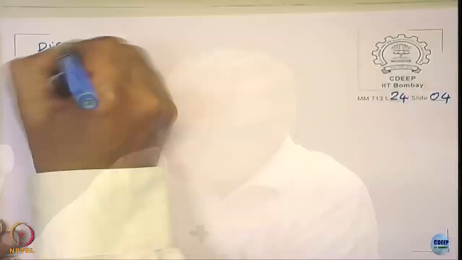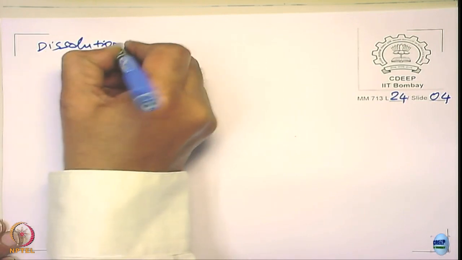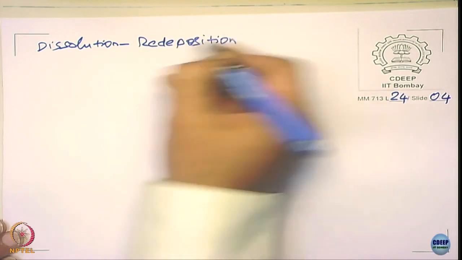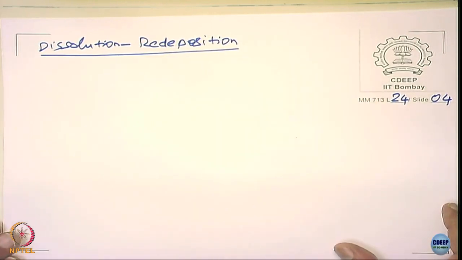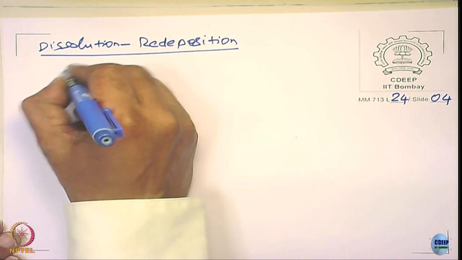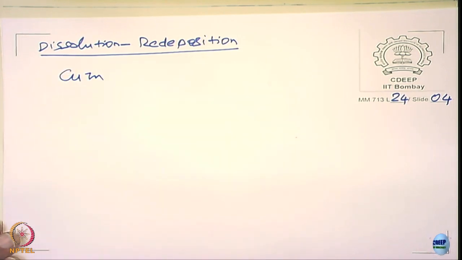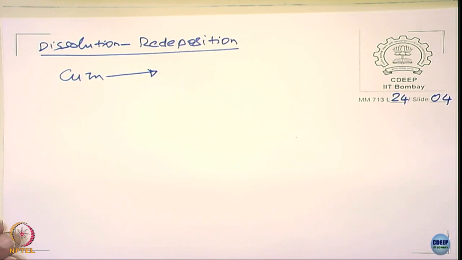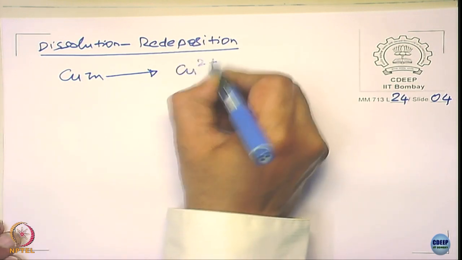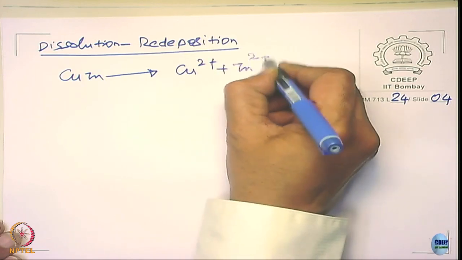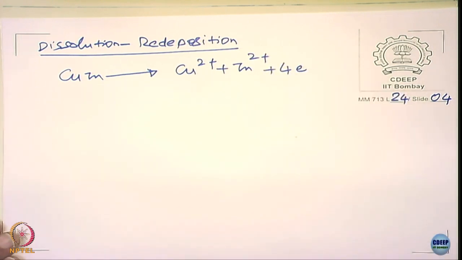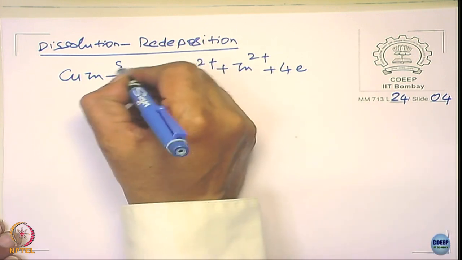Let's look at the first mechanism. We talked about dissolution and redeposition. Let's take the case of brass, a copper zinc system. This alloy is exposed to the environment. We consider that both the alloying elements undergo a dissolution or corrosion process like this. This is your step number 1.